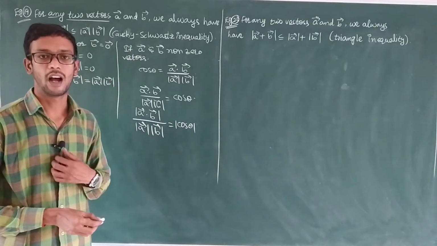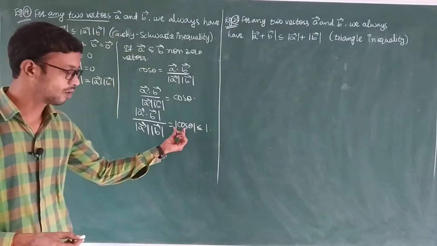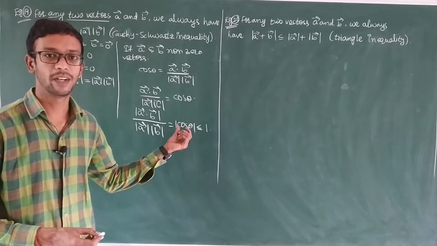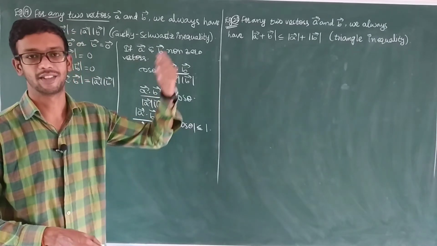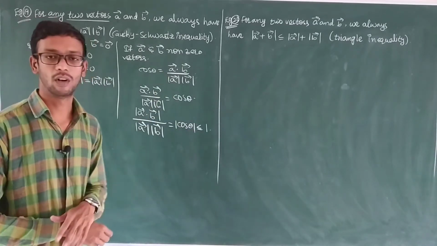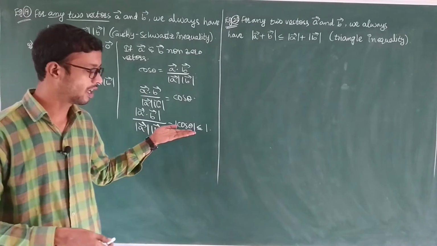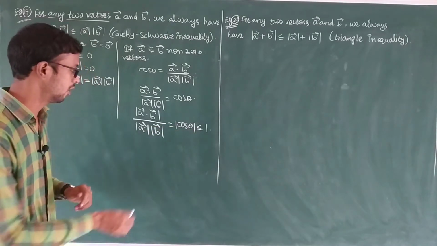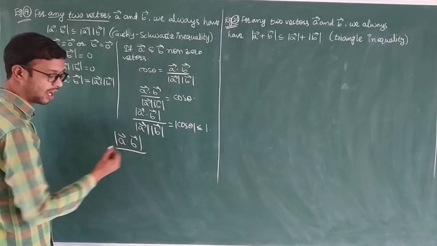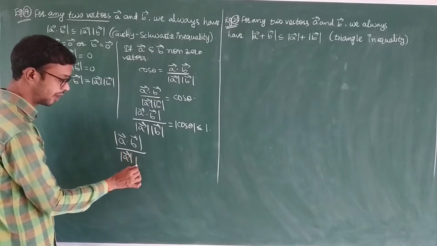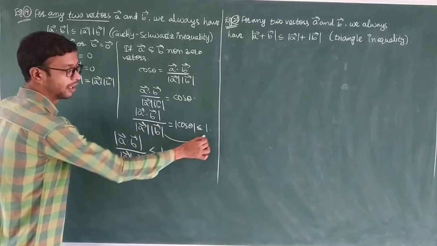What is the cos theta? Cos theta is compulsorily less than or equal to 1. The magnitude, mod value of cos theta, mod value means positive only, is compulsorily less than or equal to 1. Cos theta's highest value is 1. Why? Because of making it positive. Actually it goes down to minus 1, but here the mod value is compulsorily less than or equal to 1. So by this, what can we conclude? Magnitude of A bar dot B bar by magnitude of A bar into B bar is less than or equal to 1.